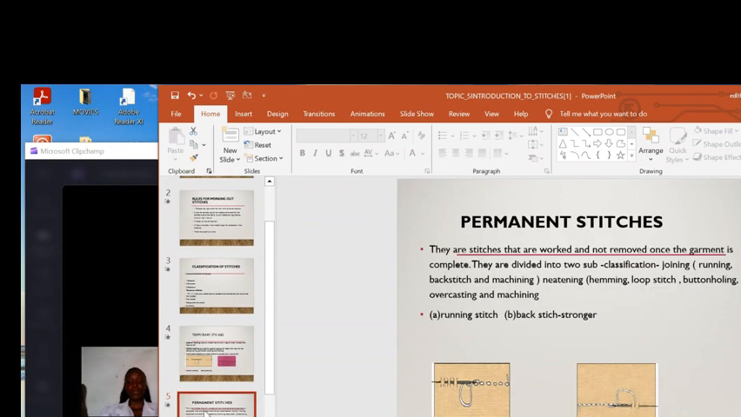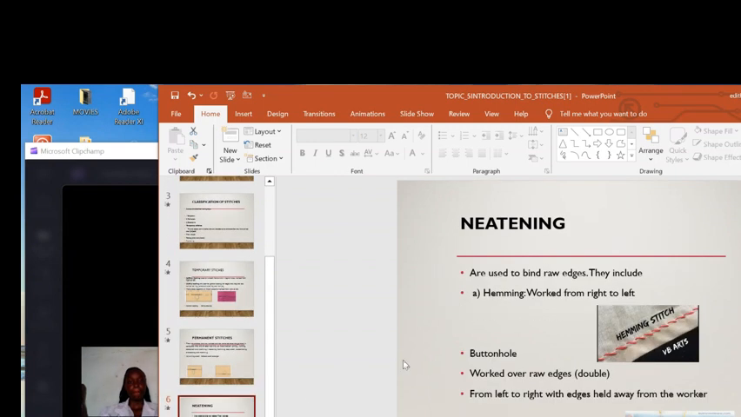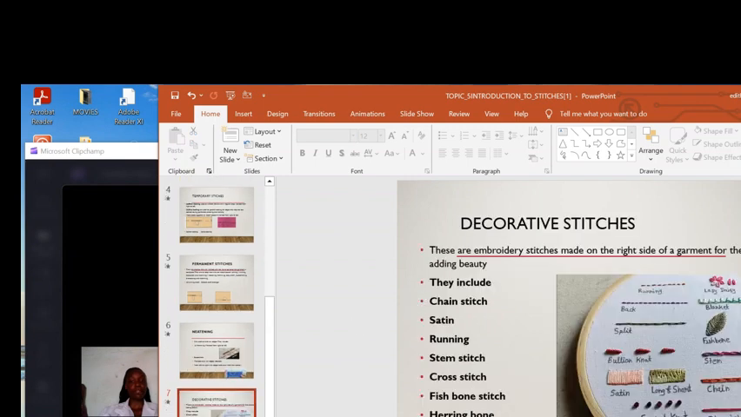The second classification was permanent stitches, whereby we say they are worked and not removed once the garment is complete. We gave the examples. That was the running stitch, the back stitch, whereby we said the back stitch is stronger than the running stitch. We also looked at neatening, used to bind the raw edges. We gave examples, hemming, buttonholing, and here are the examples displayed in form of pictures.